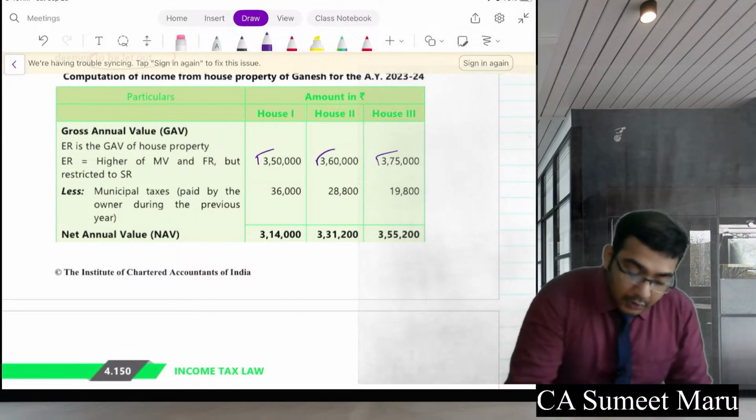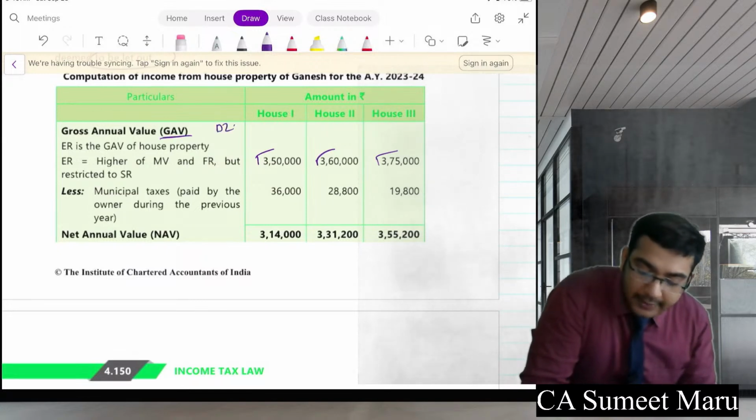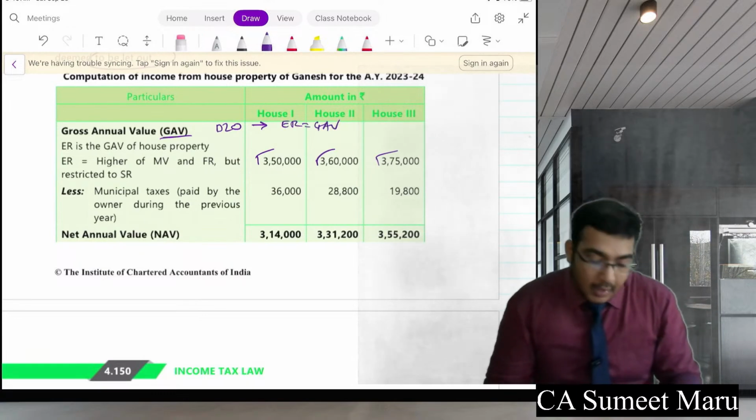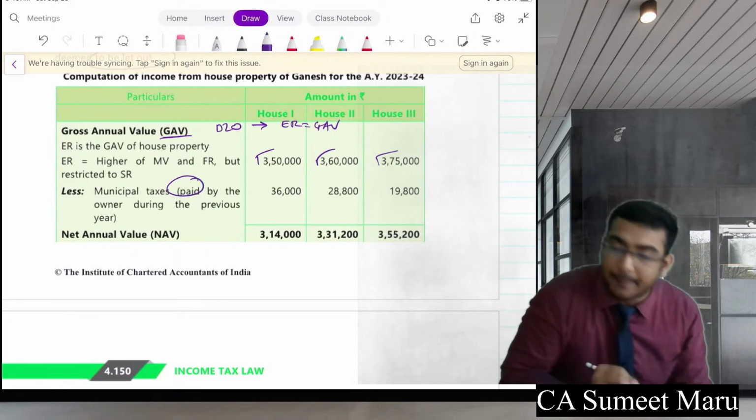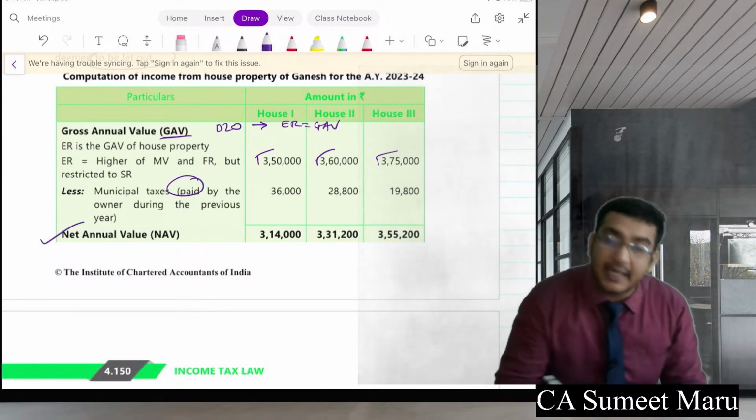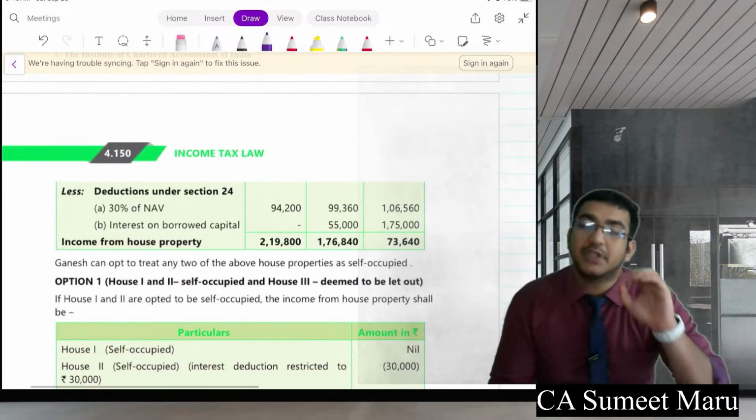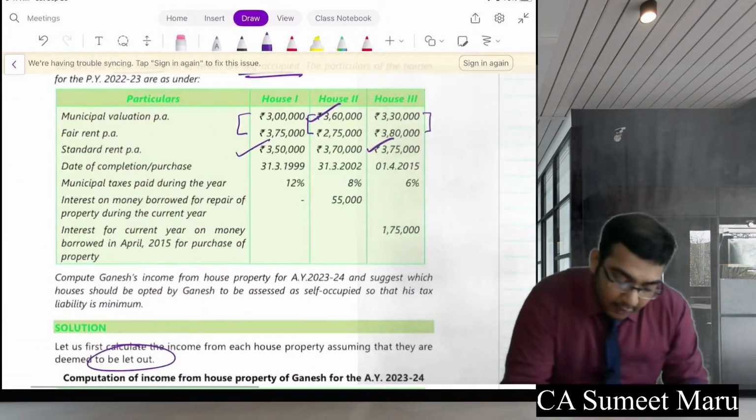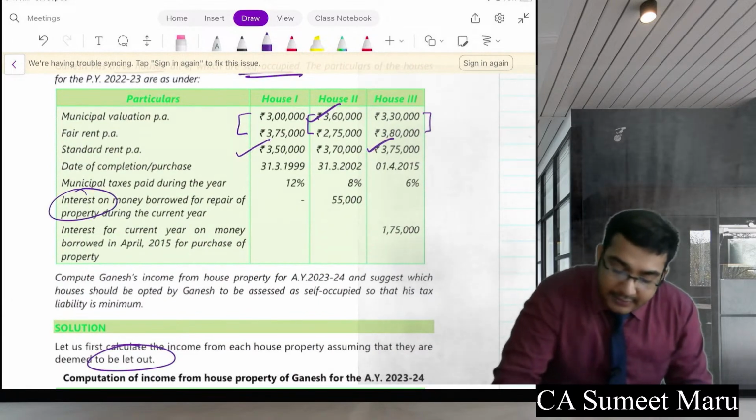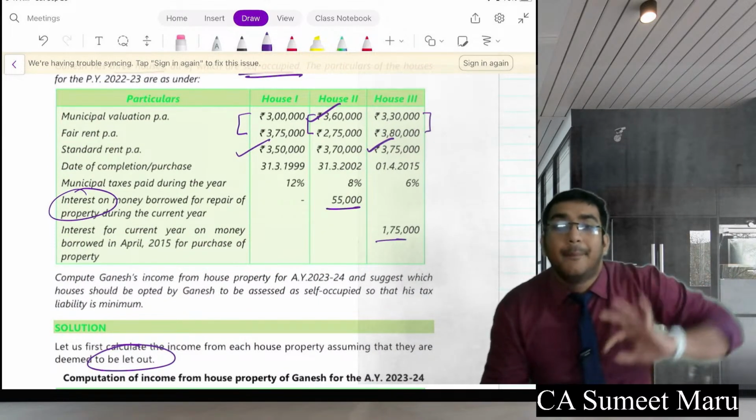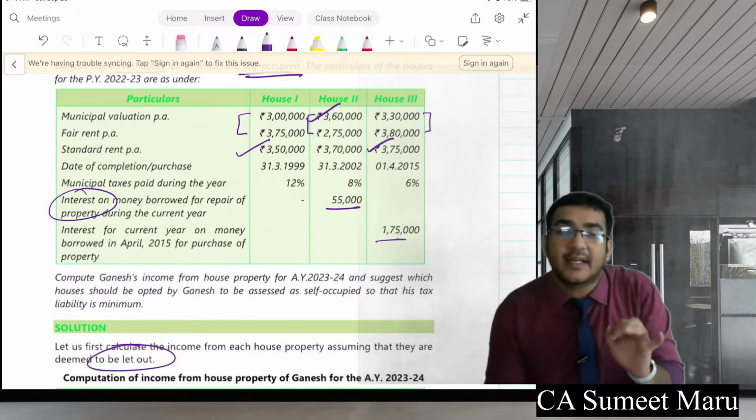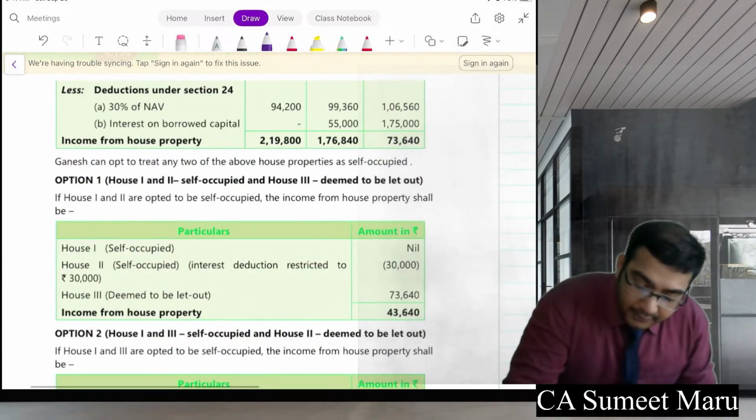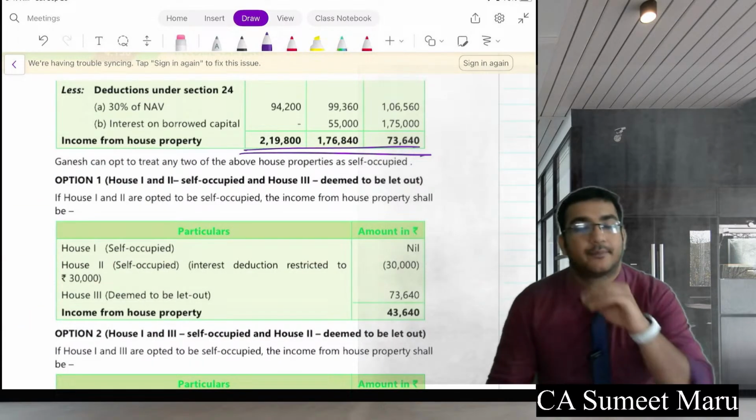Okay, so now because the property is deemed to be let out, here your expected rent itself becomes your GAV minus municipal taxes which are actually paid. वो हमने minus कर दिए. We got the NAV. Deduction under section 24A, 30% of the NAV. Then B, interest on borrowed capital. So now see here, there was no borrowed capital, so no tension. यहाँ पे जितना भी interest है पूरा पूरा ले लो, because there is no limit for deemed to be let out. We are considering all the three as deemed to be let out. So your income from house properties respectively.